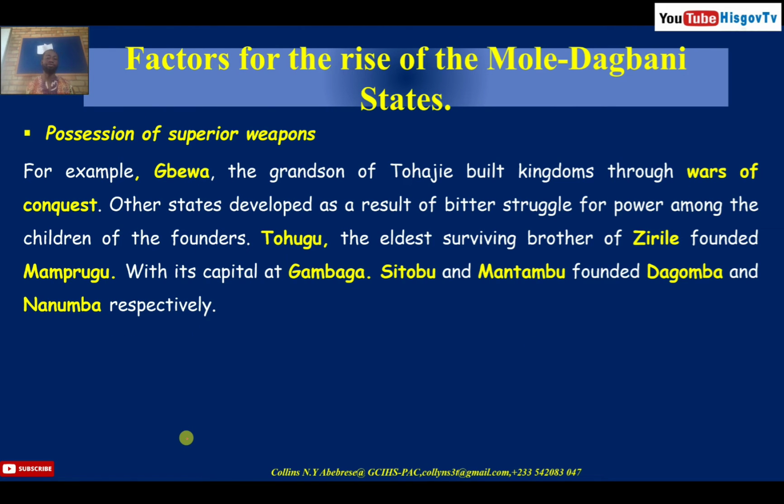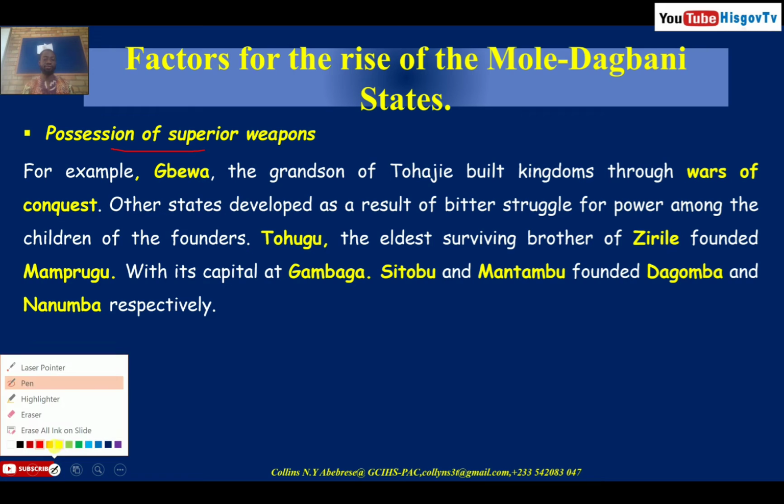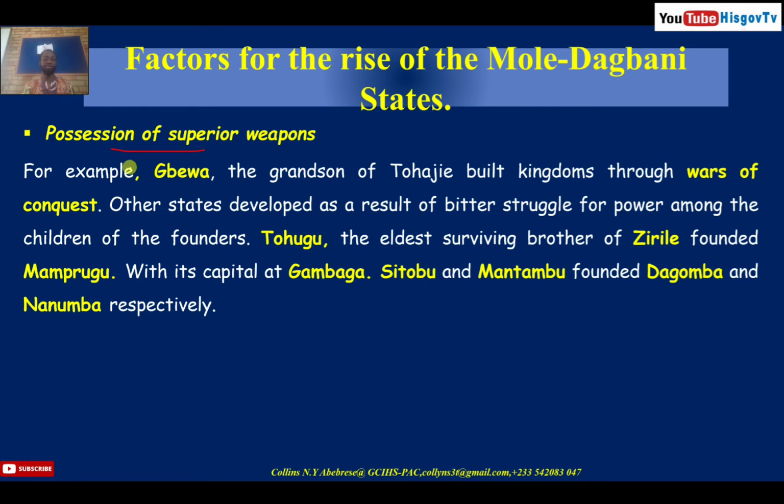Now, also possession of superior weapons was also a very important factor that helped the Mole-Dagbani states to rise. All right. The Mole-Dagbani states, they were invaders, and they possessed quite superior weapons at that time as compared to the indigenous tribes or the indigenous people that they came to meet. Now, for example, Bewa, who was the grandson of Tohaji, built his kingdoms through wars of conquest.